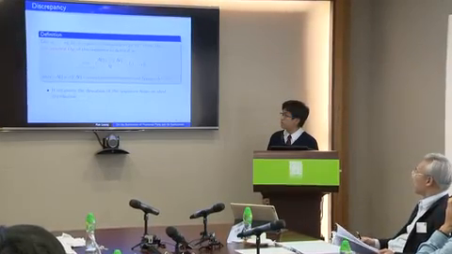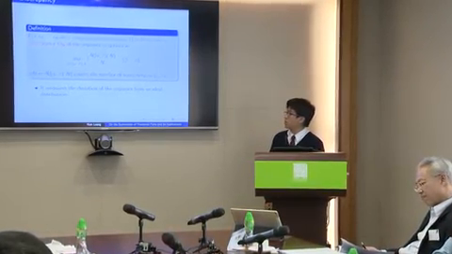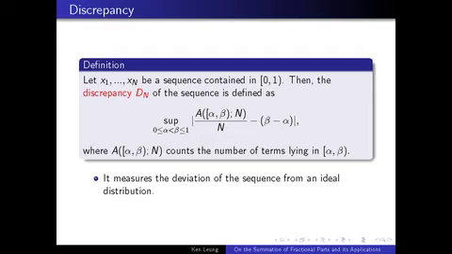Before I talk about my work, I shall introduce another important concept, that's the discrepancy. The discrepancy D_N is defined as the sup of the difference between the ratio of the number of terms lying between alpha and beta and the expected ratio, or you may say the probability, and that's beta minus alpha. So roughly speaking, it measures the deviation of a sequence from an ideal distribution.